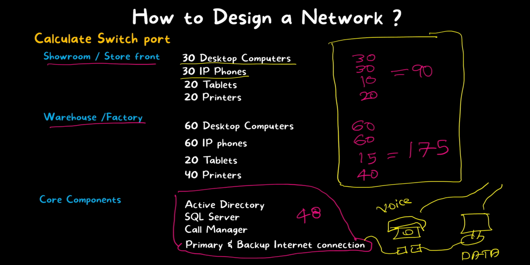So if this is the condition, then we don't need this additional 30 for the IP phones, and we don't need this additional 60 for the IP phones. Instead, this 30 can be used for phones and computers, and this 60 can be used for phones and computers. So here the total number of ports required is 90 minus 30, which is 60. And in this area, the total number of switch ports required is 175 minus 60, that is 115. So the total number of switch ports required at the showroom side is 60, and at the warehouse side it is 115. These 60 ports are required at the IDF side, and these 115 are required at the MDF side.